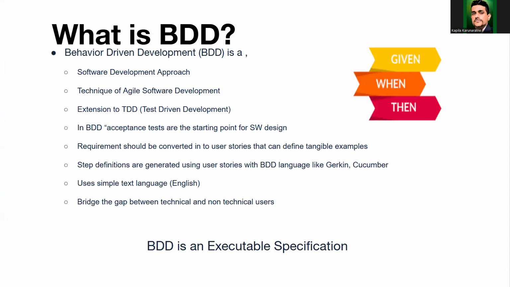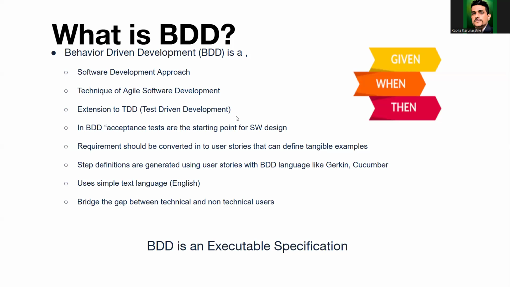BDD is, as I mentioned, we derive our requirement as a behavior of the application. Basically, we use three terms: given, when, then. You can see here it's mentioned. Given, when, then are the terms we are going to use when deriving the behaviors. We will do a practical, we will have an automation session for this, so we'll see how it is done.